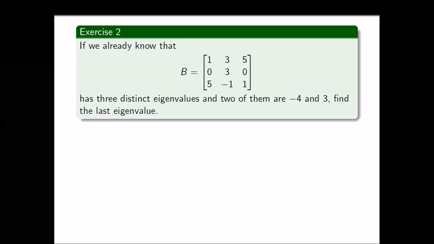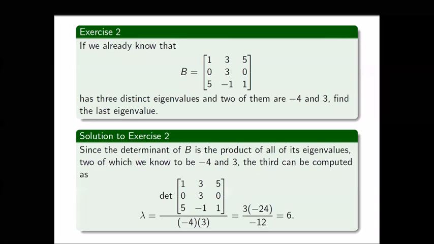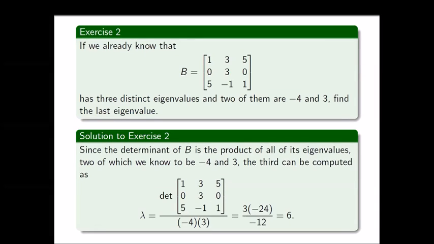In this problem, we have a 3 by 3 matrix, and we are given that this matrix has 3 distinct eigenvalues, and 2 of them are minus 4 and 3, and we have to find the last remaining eigenvalue. So what we're going to use is the fact that the determinant of this matrix is the product of all of its eigenvalues, and we know what 2 of them are. So we just divide the determinant of this matrix by the 2 known eigenvalues, and we get the third eigenvalue to be 6.